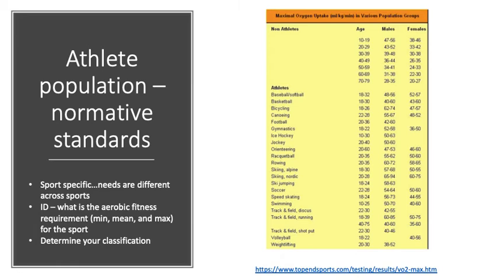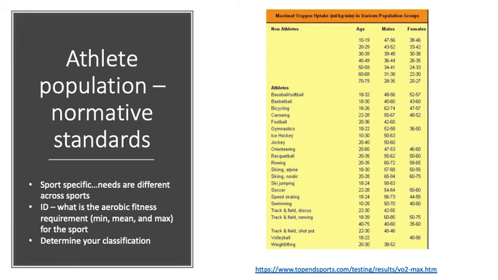Sports specific is very important, that obviously you don't want to compare cycling to ice hockey because the aerobic requirements are going to be different for each person. And then what you identify is what is the aerobic fitness requirement? What is the minimum, the mean, and the max for the sport? So if we look at cycling on here, it says anywhere for males between 62 and 74 milliliters per kilogram per minute. So that typically is what you would need as a basis for aerobic fitness.